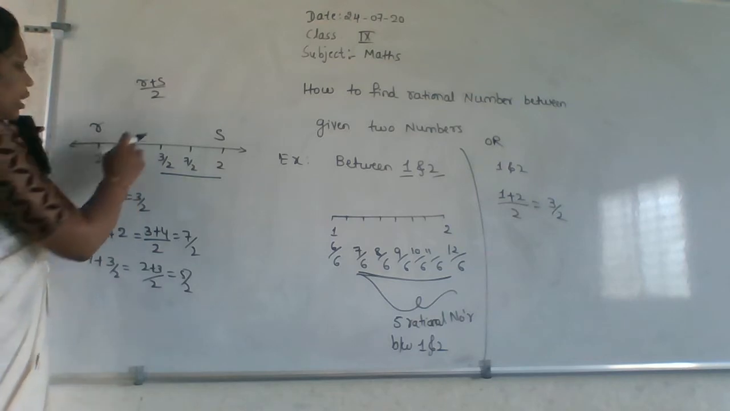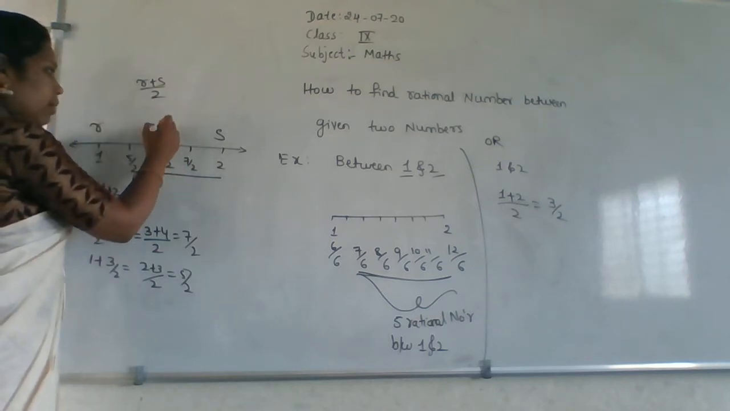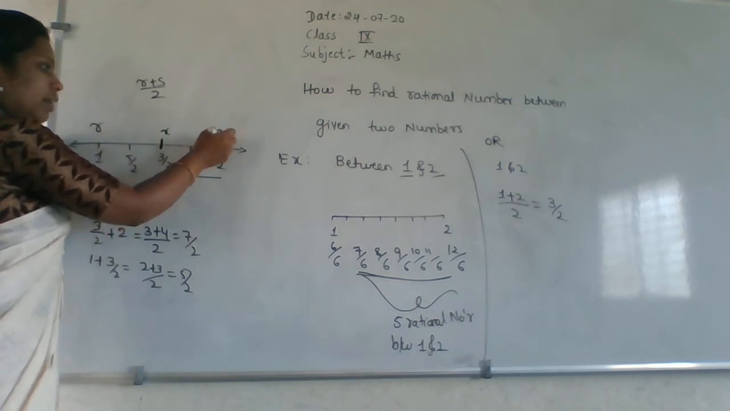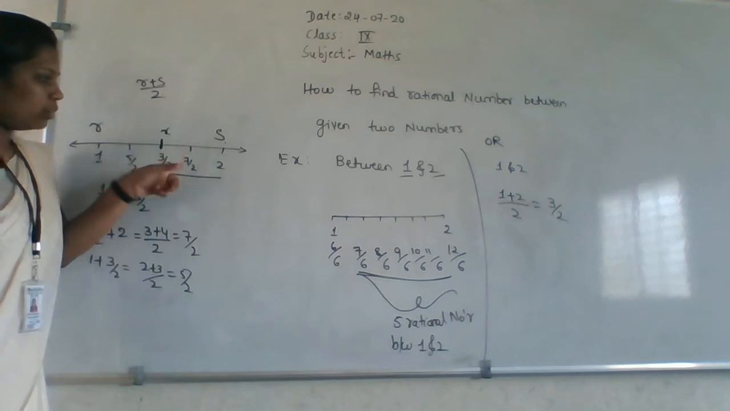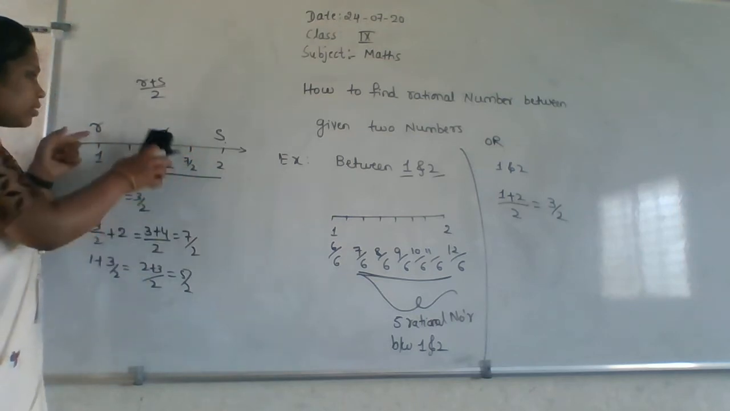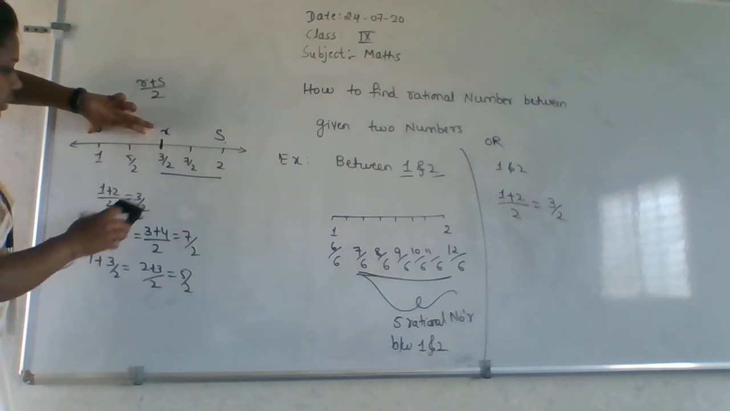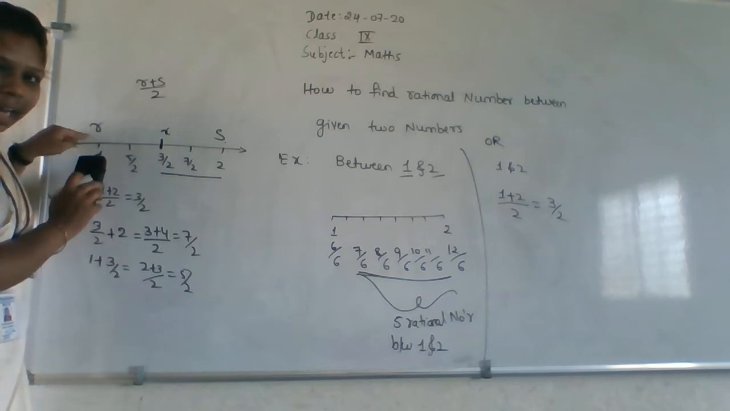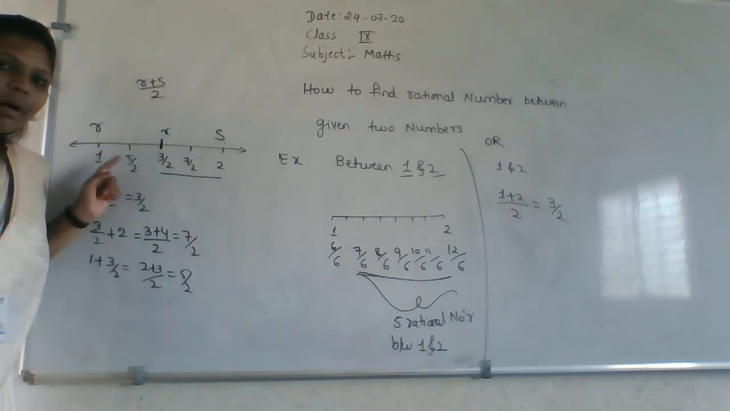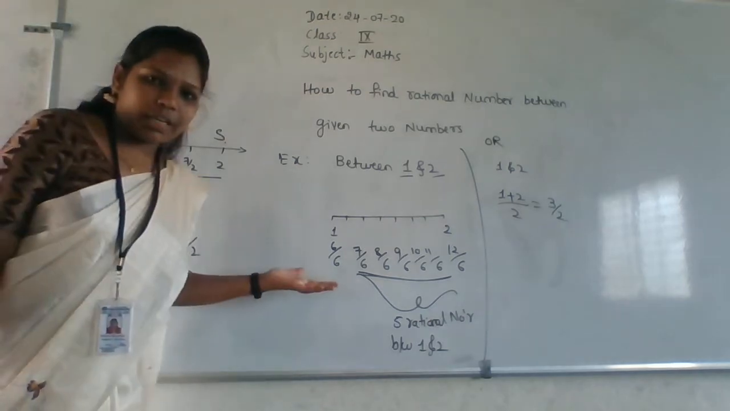After that, if you get this rational number, okay, next, for the next number, this is considered as R and this is considered as S. Next again R plus S by 2. Then you will get this number. Next, here consider this 3 by 2 as S, and this 1 as R. Then again R plus S by 2. You have to do like this. Then you will get so many rational numbers.